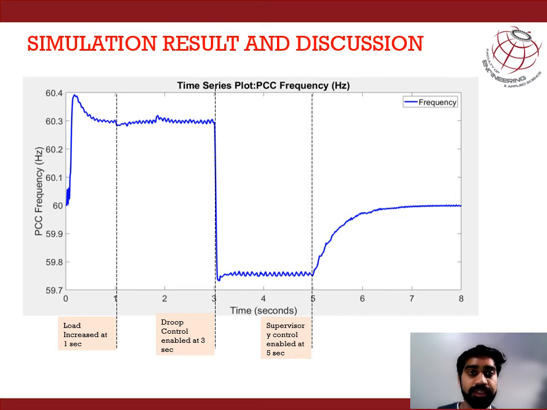So this is the frequency deviation captured during the simulation of 8 seconds. As there is a load increase at 1 second, you can see the frequency deviation, and at 3 seconds group control is in action, and at 5 seconds the supervisory controller is enabled. As you can see, the frequency deviation is within the limit of 1% of group set points, and when supervisory control gets on, frequency tries to reach 60 Hz at a steady state value.